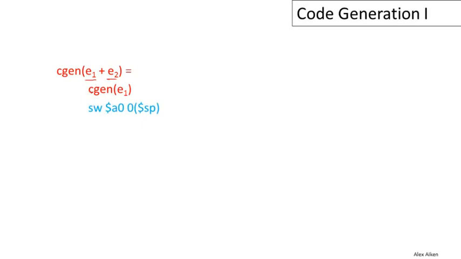And then once we've got the value of E1, well, remember we only have a one register stack machine, so we're going to have to save that value somewhere until we also know the value of E2. And where are we going to put it? We'll do what we always do. We'll put it on the stack.